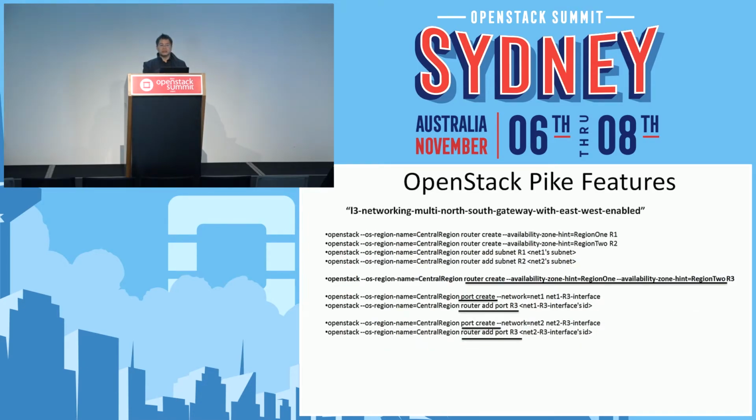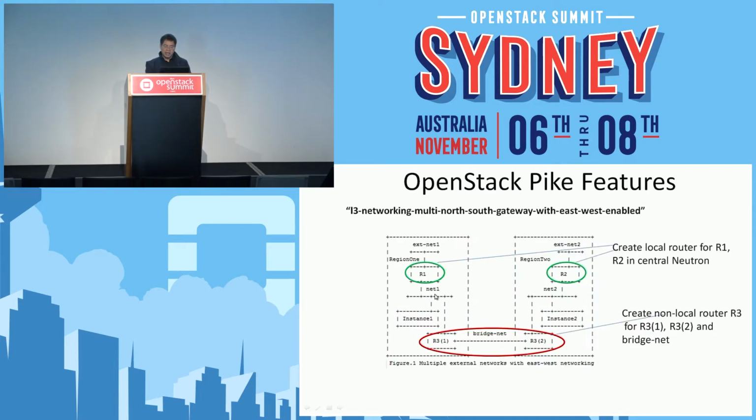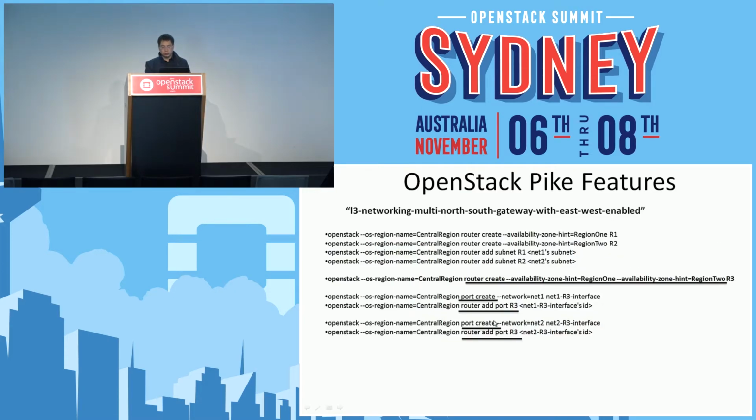So when you use the command line to create this object, you need to specify the availability hint. And for this network, when you attach net 1 and net 2 to R3, you need to create one port and a line. The network is attached to this port for the R3 router. All these functions are supported by the OpenStack command line.